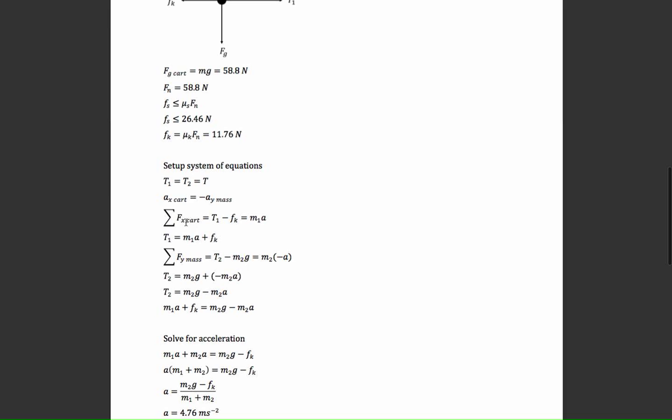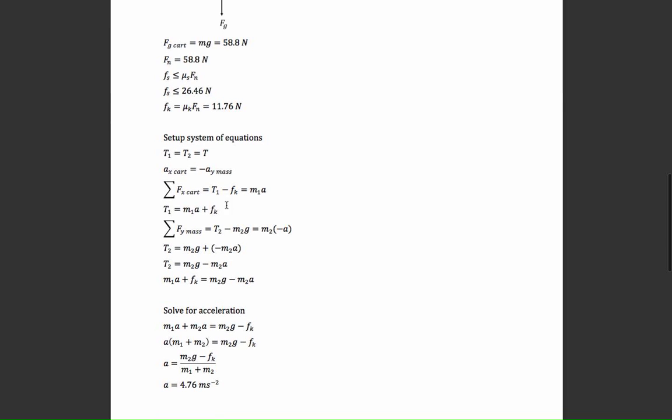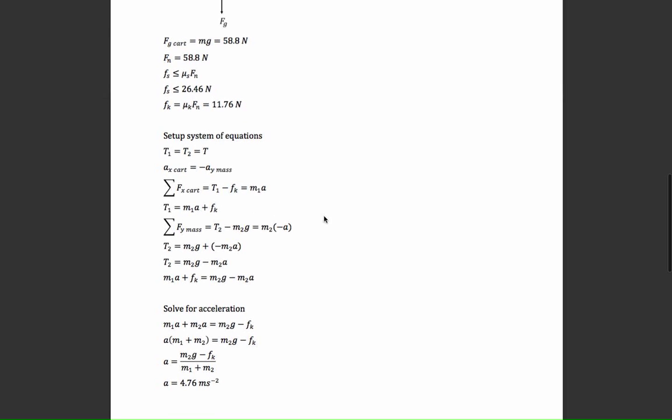If we set up the net force in x of the cart, it will be equal to tension 1 minus the friction. This is equal to the mass of the cart times the acceleration. By solving for tension, we can say that mass times acceleration plus the friction is equal to tension, the tension between the cart and the string.